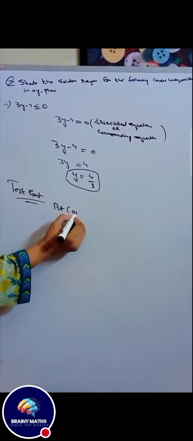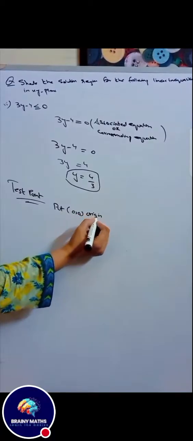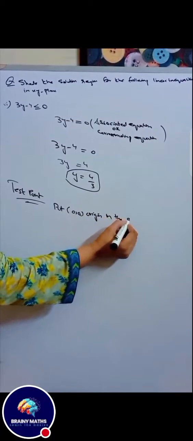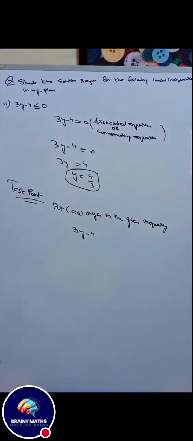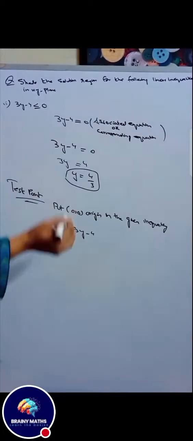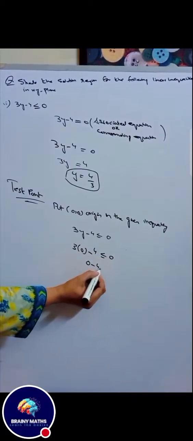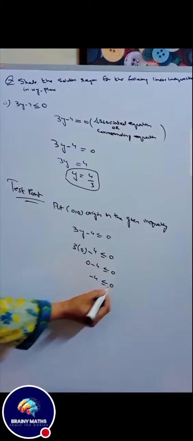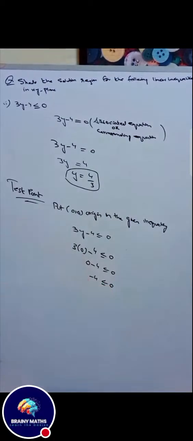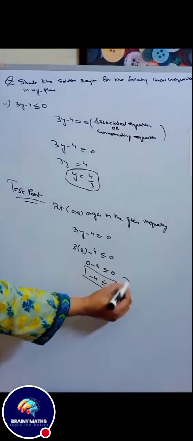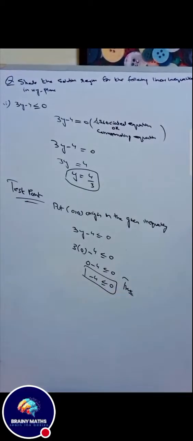So we just put the point 0, 0, the origin, in the given inequality: 3y minus 4 is less than or equal to 0. Now just put 0: 3 times 0 minus 4 is less than or equal to 0, so 0 minus 4 is less than or equal to 0, and minus 4 is less than 0. Is this true? Is minus 4 less than 0? Think about it. Yes, this is true. Very simple, very easy.